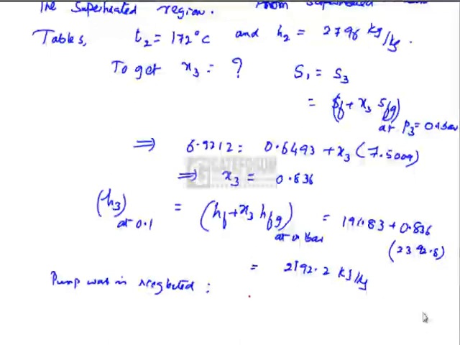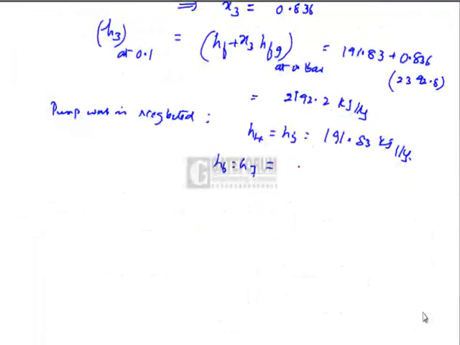Therefore, H4 is equal to H5 is equal to 191.83 kilojoule per kg. H6 is equal to H7 is equal to HF at 5 bar. This is equal to 640.23 kilojoule per kg.